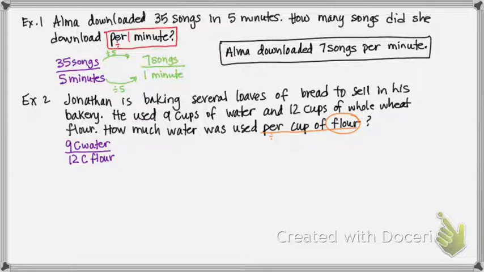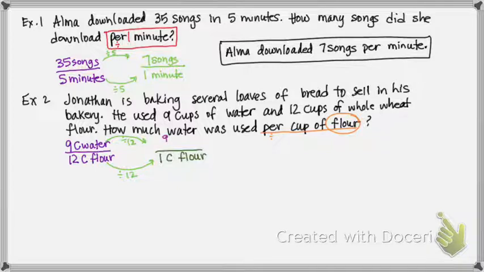Okay, so now what they want us to do is to get that denominator to equal 1. So I'm going to show you a way to do that. So again, my goal is to get my denominator to be 1 cup of flour. So this is going to look a little funny. So I know to get to 1 cup of flour from 12 cups, I'm going to have to divide by 12. But then I'm going to also divide by 12 my numerator. So this is what it's going to look like.